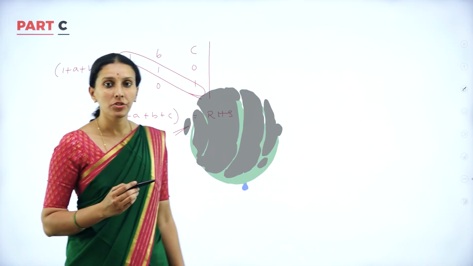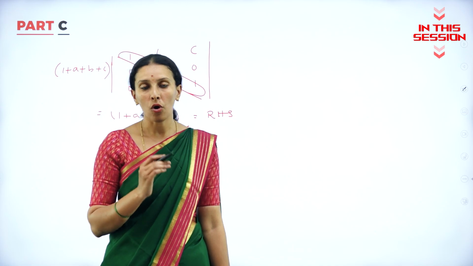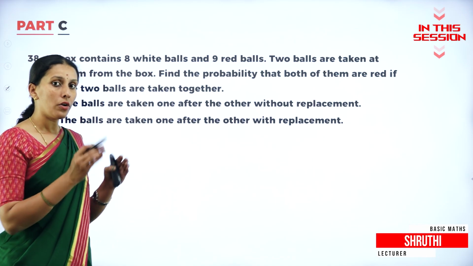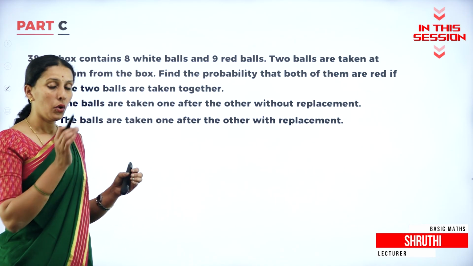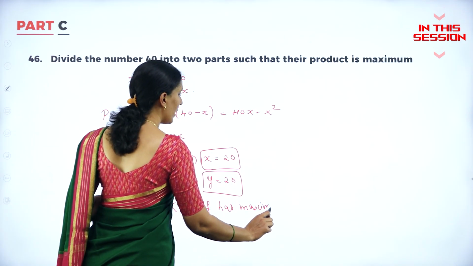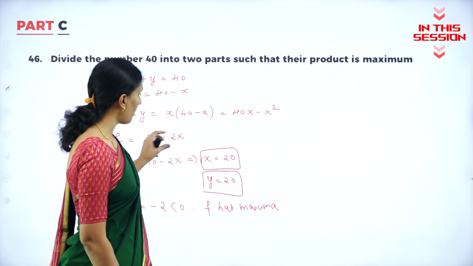There will be one question from the determinants on elementary row or column operations. The condition is 2 balls can be taken at the same time or 1 ball after the other without replacement and with replacement. If your second order derivative is negative, then that means it has maxima. So therefore their product is maximum.